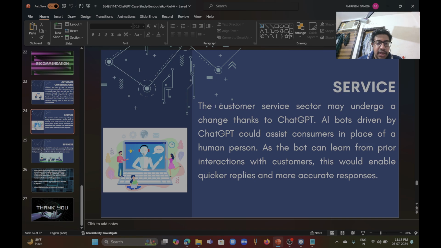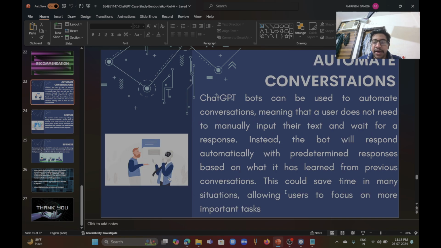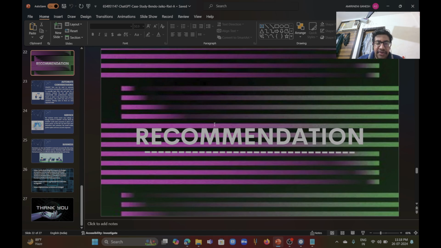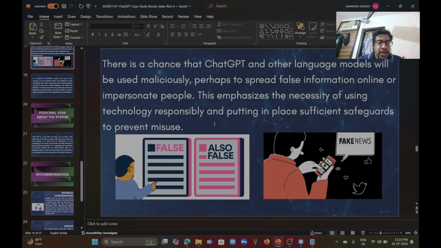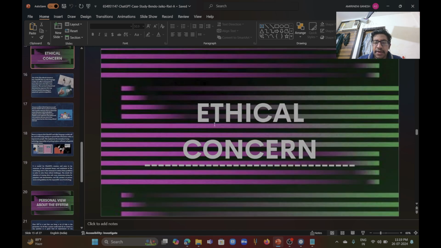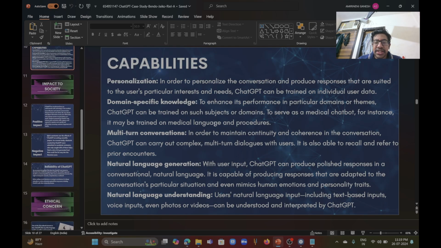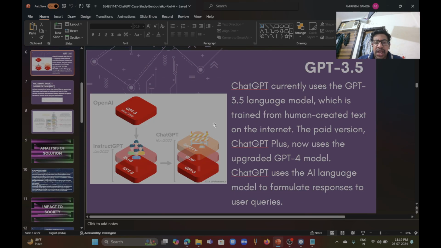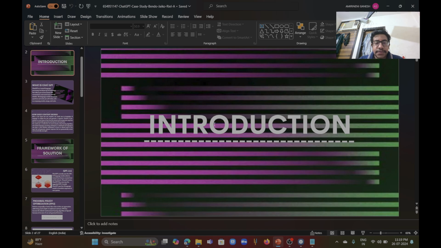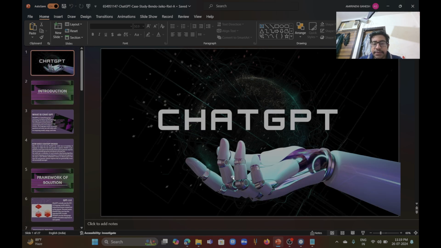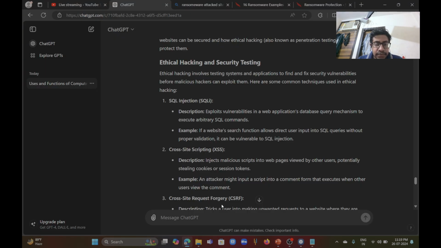And this is the example of the services ChatGPT provided. Automatic conversation, see, robo or using automatic conversation. In upcoming days, it will be like this. This is the information, okay. This is the ethical hacking and all the things. Okay, ChatGPT's introduction. This is the thing that happens. This is ChatGPT.